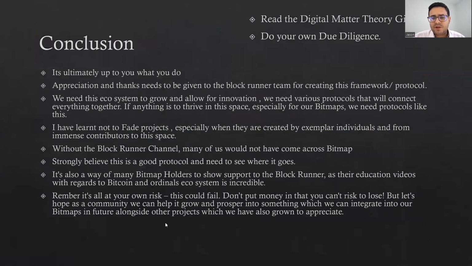So I've put a wrap-up conclusion here. Firstly, do read the Digital Matter Theory Gitbook. Do your own due diligence. Read the document, come up with your own conclusions, and make sure you understand it. I may have said certain things in here that are off because it is pretty early days. I'm still going through the learning curve, still trying to understand everything within the Gitbook. However, I'm hoping that I've understood it correctly. I'll be really interested to hear your comments. If you've got any extra clarifications or information that you can share, please do, because let's all help educate each other and help understand each other.